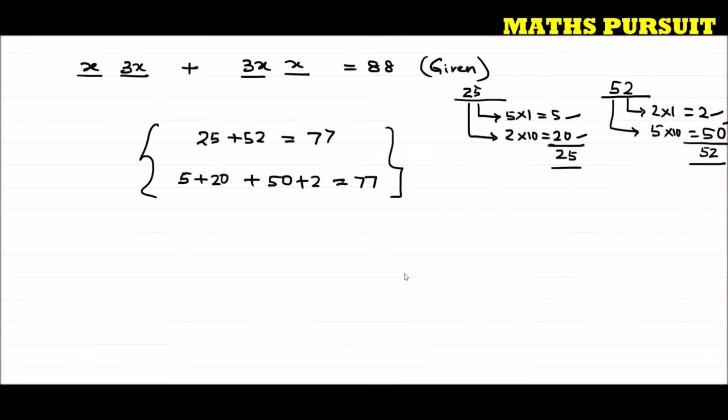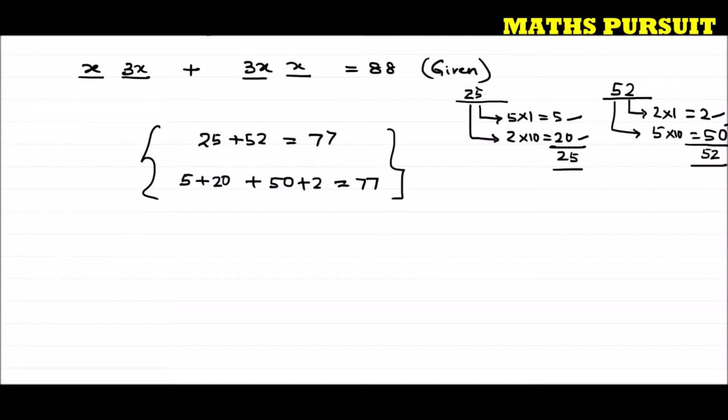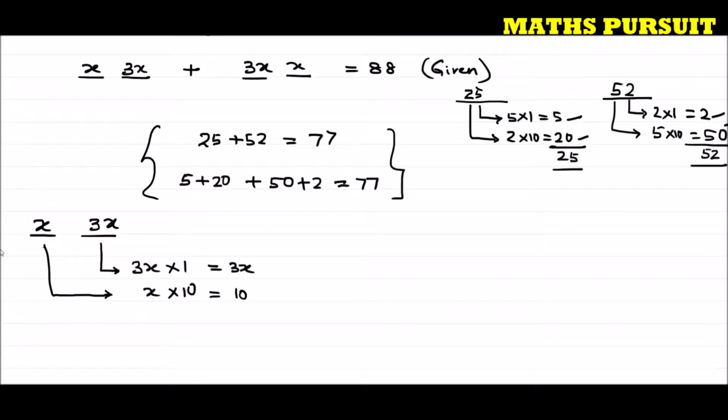Our first number is x, then 3x. Now how will we write that? Similarly, our first number is x and the other number is 3x. If 3x is in the unit place, I need to write 3x into 1, and similarly x is in the 10s place, so I can write x into 10. That means 3x into 1 is 3x, and x into 10 is 10x. So this is what we are getting, and we can write 3x plus 10x.